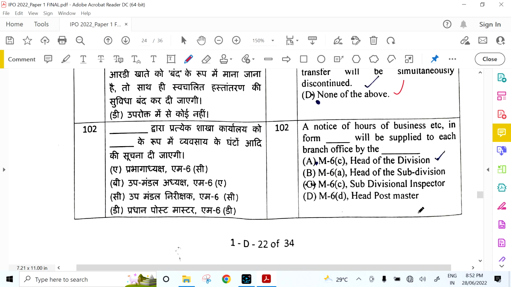The notice of hours of business etc. in the form will be supplied to each branch office by dash. The answer is C. That is M6C and subdivisional inspector.